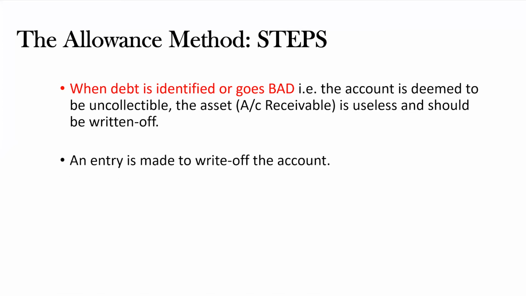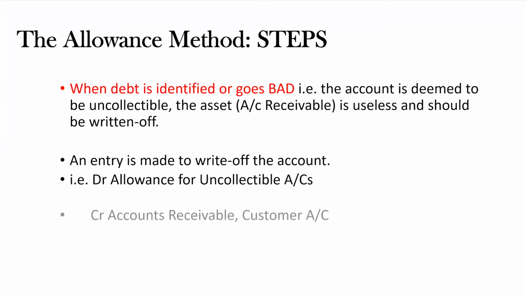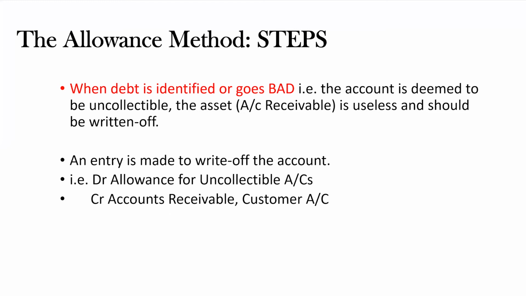We would have made an entry. An entry has to be made to write it off. And we would have made a provision before. So remember, when we made the provision, we debited bad debt expense and credited the allowance. Because we made that provision, now when something goes bad, we pull from that provision. We credited to increase the provision.